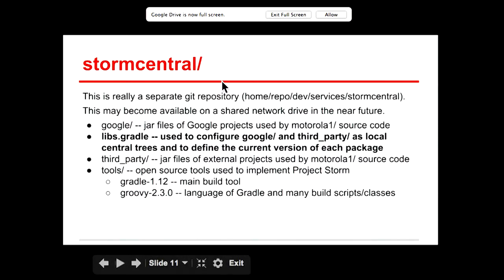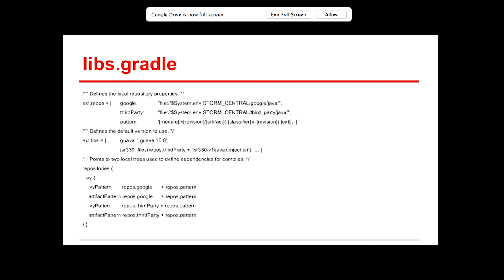So the Maven Central repo just has libs.gradle and then third-party, Google, and tools. That's it. So it's only the repo for external packages. And the libs.gradle looks like this, where you can point to the Google tree. So I actually point to the Google tree, and I point to the third-party tree, and I have this pattern down.